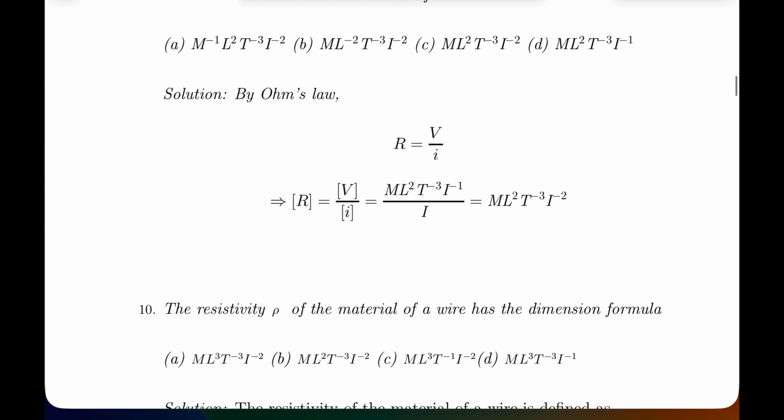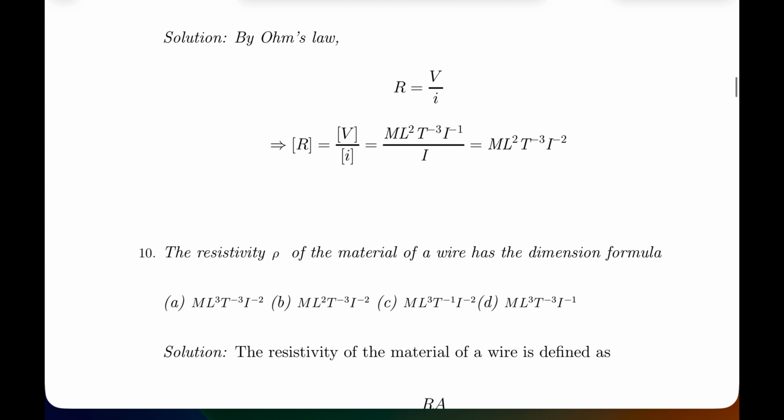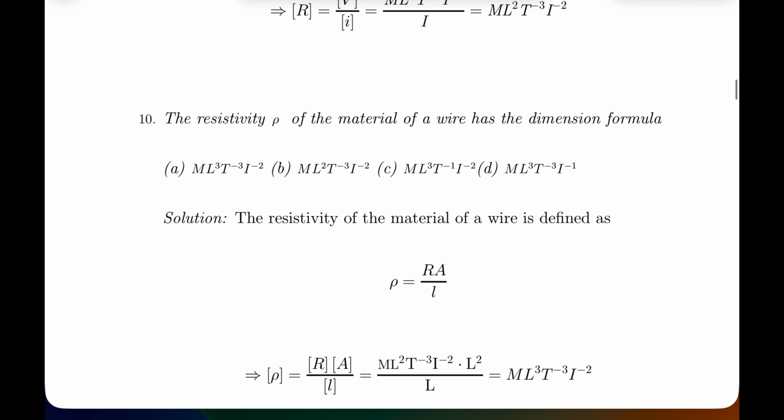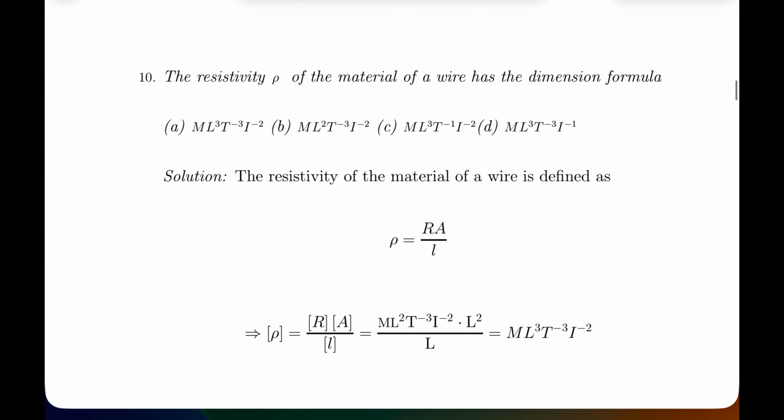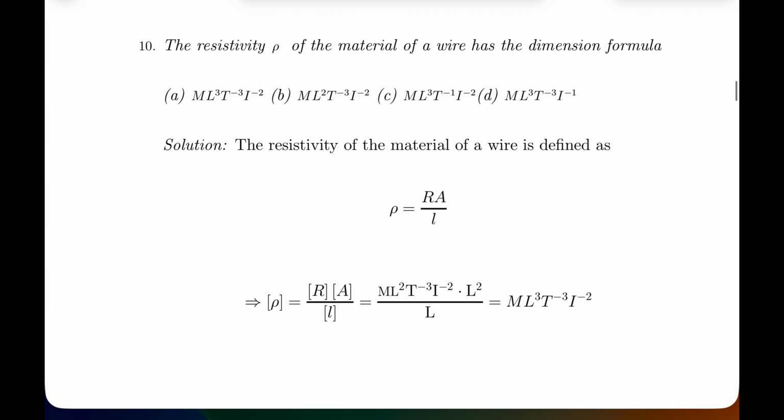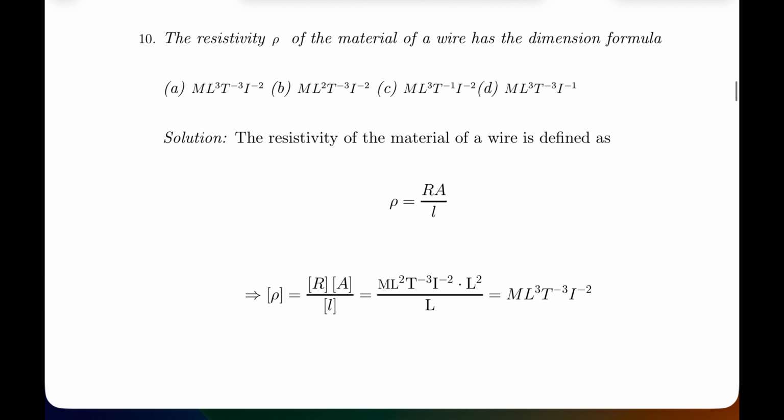Now, find the dimensional formula of the resistivity rho of a material of a wire. This is the next question. The options given are A, B, C, and D as usual. So now, the resistivity of the material of a wire is defined as rho equal to R A upon L, where R is the resistance, A the area of cross section of the wire, L is its length.